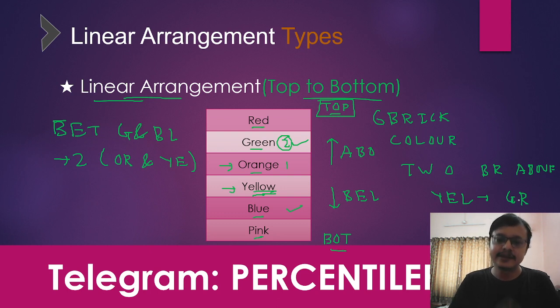So again, the approach is exactly identical. The only difference is here you have top and bottom instead of left and right, as well as above and below to denote left and right. So above would mean on top, below would mean on bottom. So that is how you go about linear arrangements which are top to bottom. But as such, from a rules interpretation standpoint, whatever we learned in the last video is sufficient.